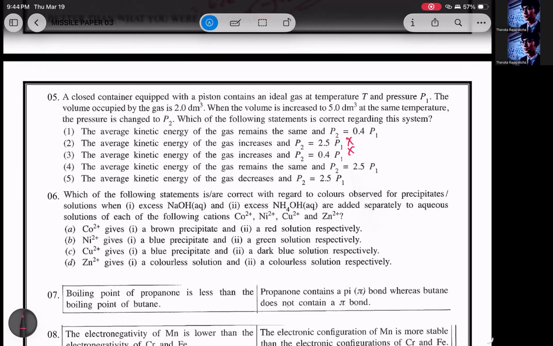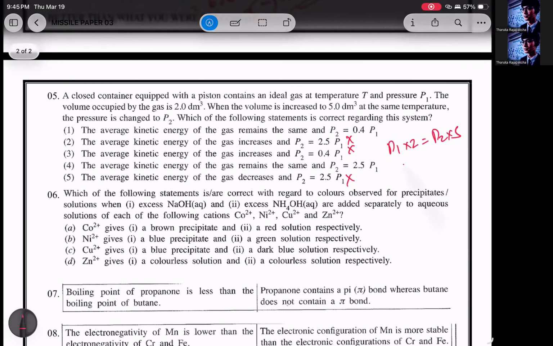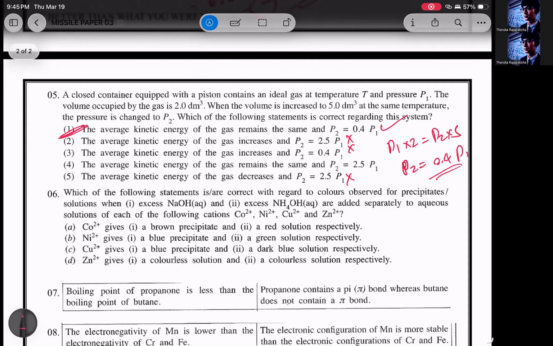So second one, third one, and fifth one, you can just cut off. So first one and fourth one will be the answers, right? Out of them, we have to select which one. To do that, we are going to apply Boyle's law. P1 multiplied by 2 is equal to P2 multiplied by 5. Just simple, P1 V1 is P2 V2, Boyle's law. So there we can have P2 is equal to 0.4 P1. So there you go, that's the answer. Answer is answer number 1.